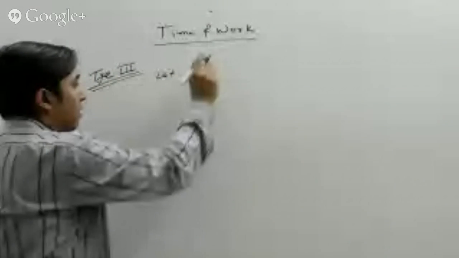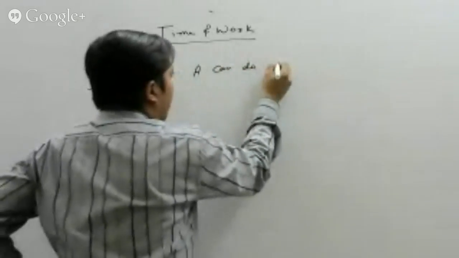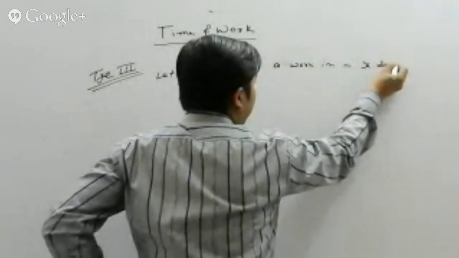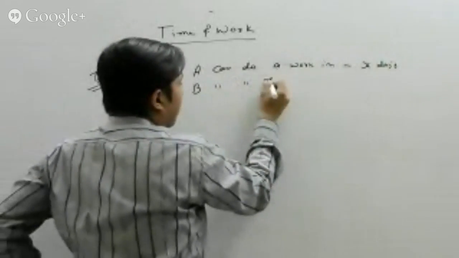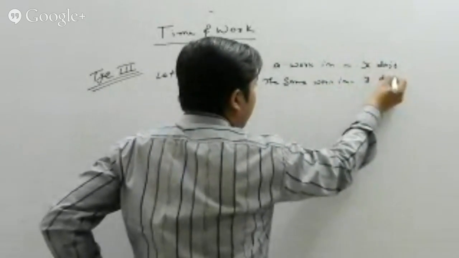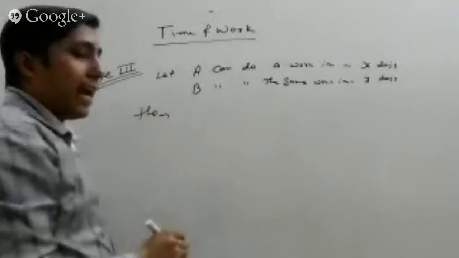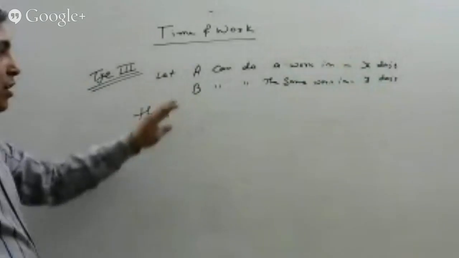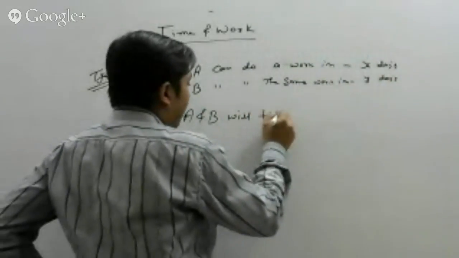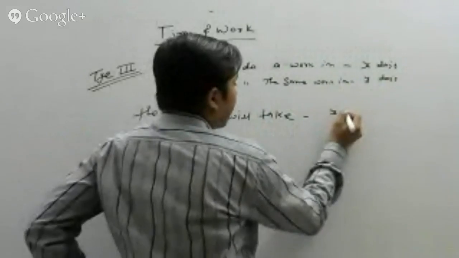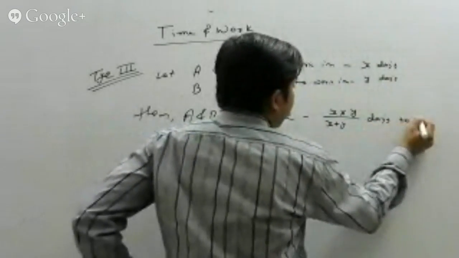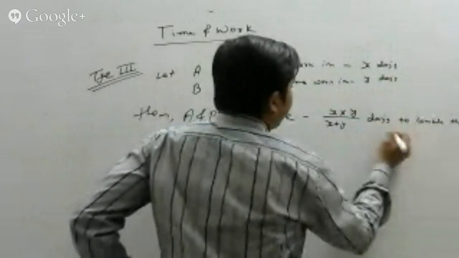Let A can do a work in X days, B can do the same work in Y days. Then A and B together will take how many days to complete the same work? Then A and B will take X into Y by X plus Y days to complete the same work.